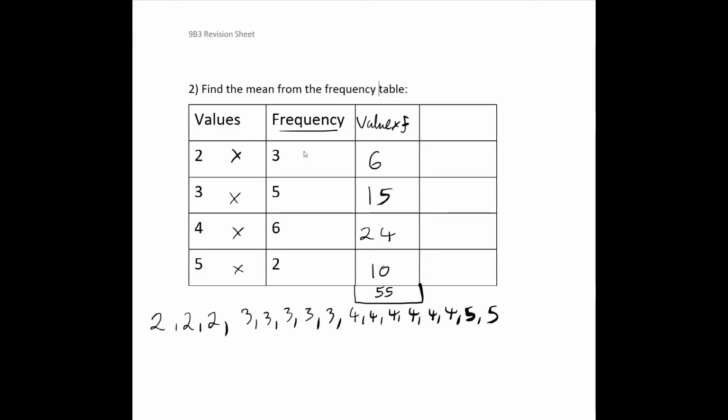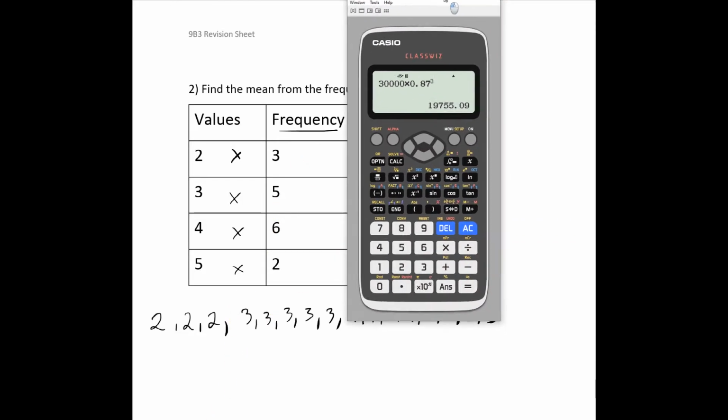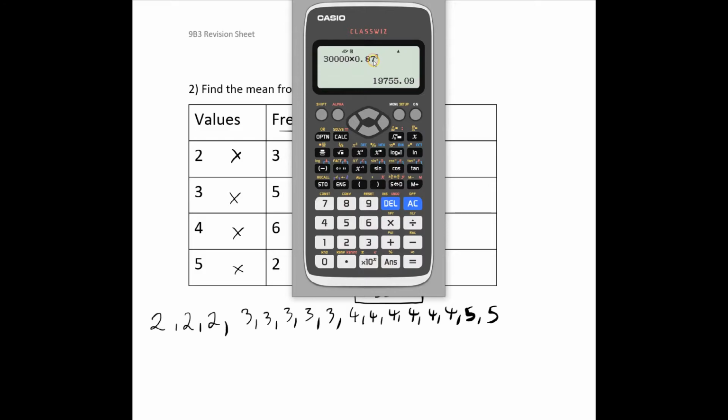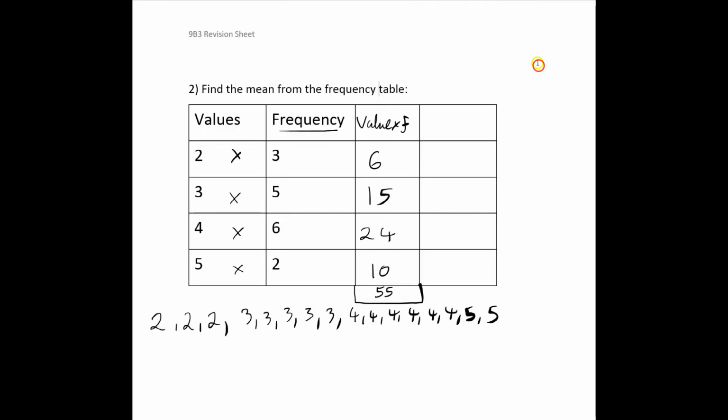Now that is exactly the same as what we would get if we added up all of those numbers that I just took from the table. I'll just prove that to you. So I'm adding up all of the numbers as carefully as I can that I took from the table. And if I do that, I get 55, which is exactly what I just worked out.